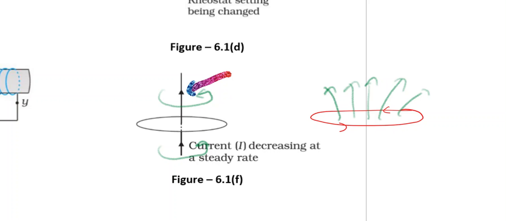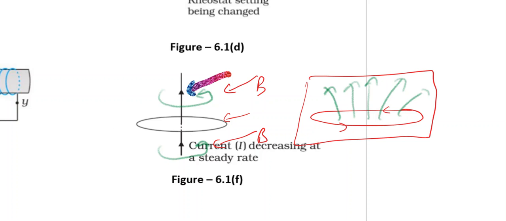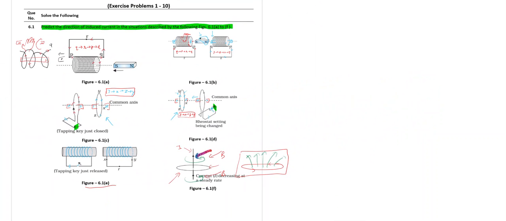So the magnetic field and the loop both are in the same plane. So there will not be any induction taking place in this case. Self-induced EMF will be observed in the other case, but here this wire is carrying current I, and so there will not be any induction in this loop. So that is all about this exercise problem. Thank you.